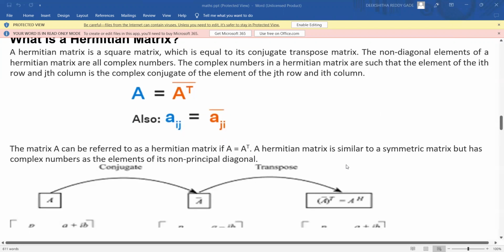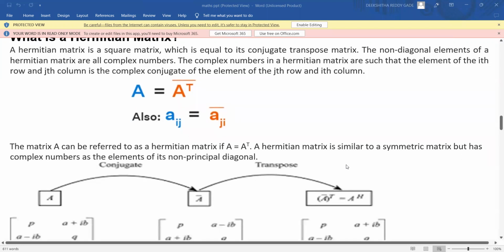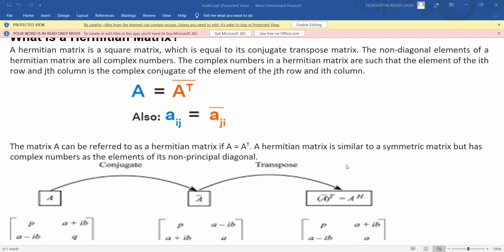The matrix A can be referred to as a Hermitian matrix if A equals its conjugate transpose. A Hermitian matrix is similar to a symmetric matrix but has complex numbers as the elements off its principal diagonal. A Hermitian matrix is a special matrix. Etymologically, it was named after the French mathematician Charles Hermite, who was trying to study the matrices that always have real eigenvalues. The Hermitian matrix is pretty much comparable to the symmetric matrix.